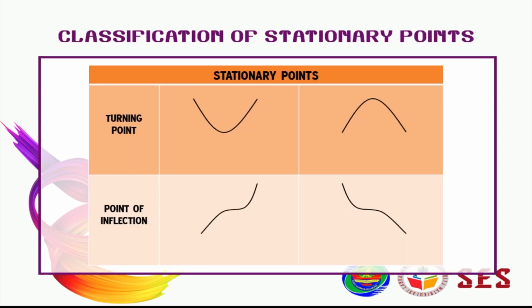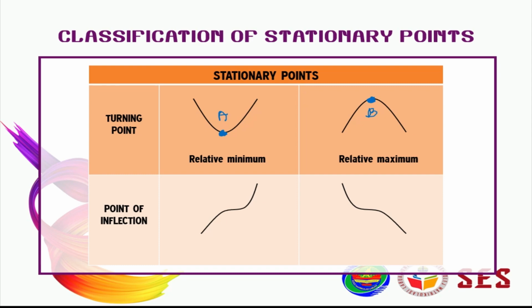Let's move on to the classification of stationary points. There are two types of stationary points: turning point and point of inflection. The first type is the same graph I explained in the previous slide, so your stationary point is down here. I name this point A. In the second graph, your stationary point is up here, point B. The first, point A, is called a relative minimum because the point is at the bottom, and the second, point B, is named a relative maximum because it's on top.